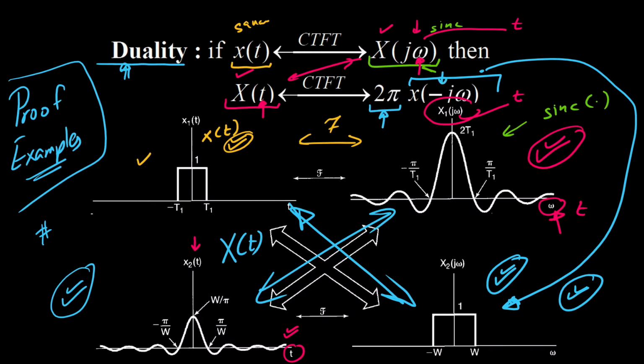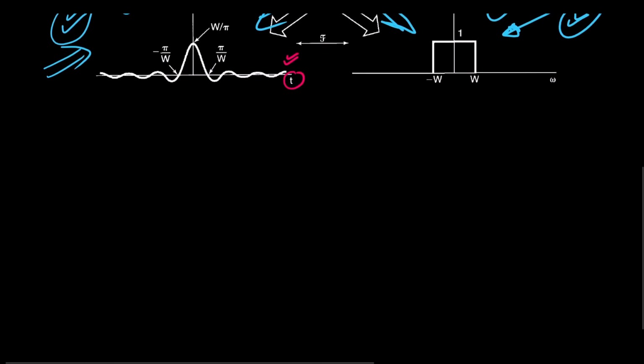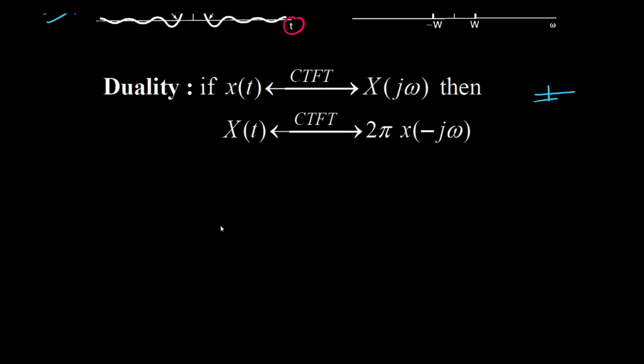Say you are given a table of Fourier transforms. By this table, you can also find the Fourier transform of this row and vice versa. Now again, that is the definition of the duality property of the Fourier transform. So let us move towards the proof of this.